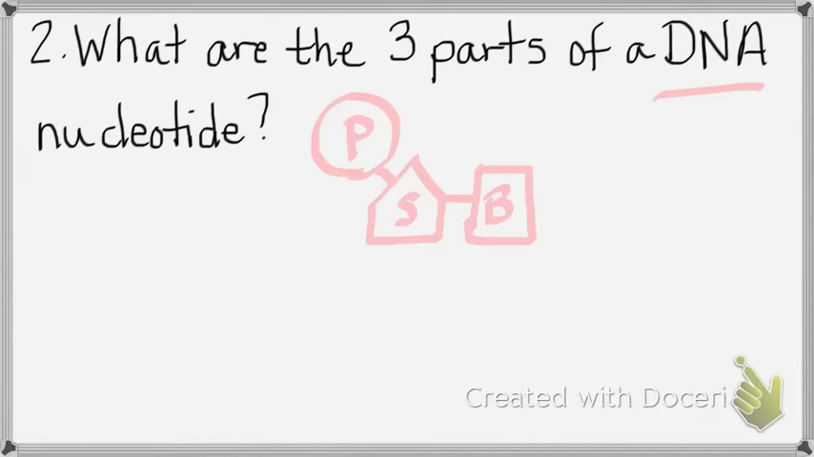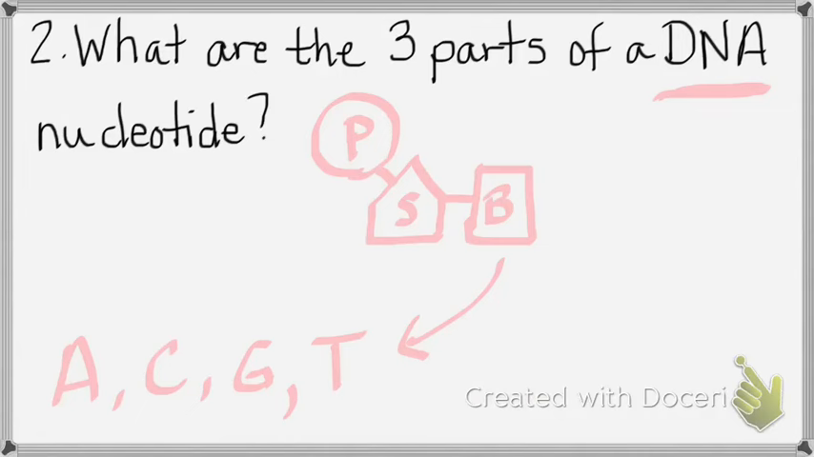Base. So the bases. Okay, now let's just review. Since we're talking about DNA, what are the possible bases that could be in that spot? A, C, G. Let me try that G again. What's the last one? T. Yeah, those bases can be either an A, a C, a G, or a T. That's what varies.